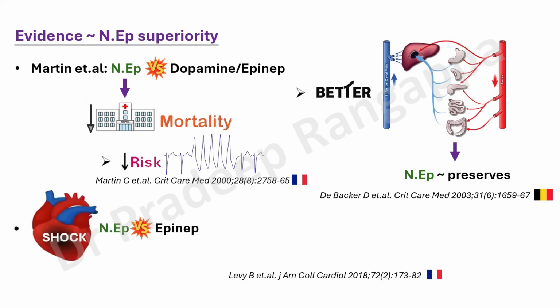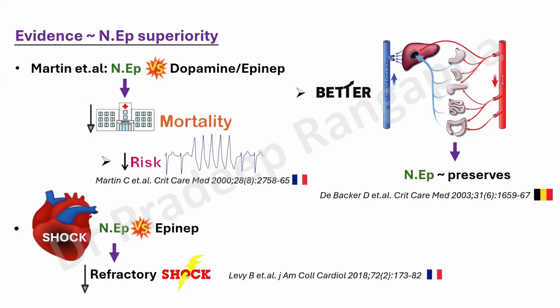And this was another study by Levy et al. from France, where in cardiogenic shock, norepinephrine versus epinephrine was compared. And in cardiogenic shock, norepinephrine is shown to reduce the incidence of refractory shock, and it is shown to be superior. That's why even in cardiology settings, we clearly understand from the subgroup analysis of the SOAP study and from this particular Levy study that norepinephrine is a better choice as opposed to other agents, even in cardiogenic shock.